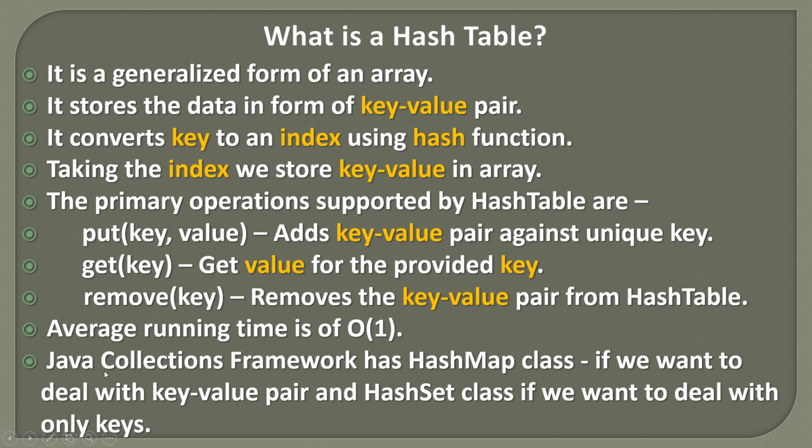And if you see, in our Java collection framework, we have a hashmap class which is pretty much the same as the hash table class. So if we want to deal with key value pairs, then we simply use the hashmap class, and if we want to deal with only keys, then we use hash set. So here, if we want to store any data in the form of key value pairs, then we simply take the help of the hashmap class in Java, which is nothing but a hash table.